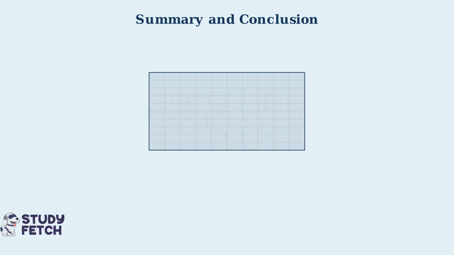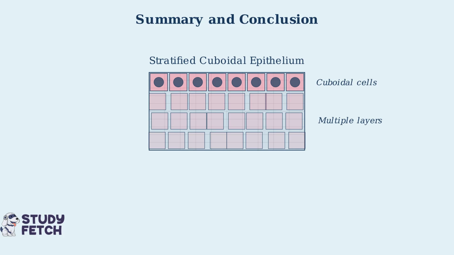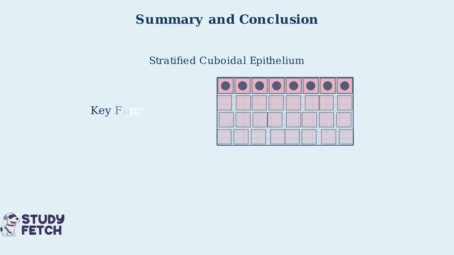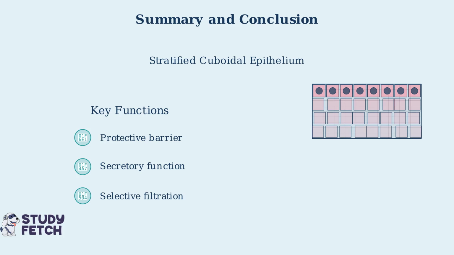Let's review the key aspects of stratified cuboidal epithelium. Stratified cuboidal epithelium is characterized by multiple layers of cells with cube-shaped cells on the surface. The top layer consists of cuboidal cells, while the base contains multiple cell layers, providing structural support. This epithelium serves several key functions. It provides a protective barrier, performs secretory functions, and enables selective filtration in various glandular structures.